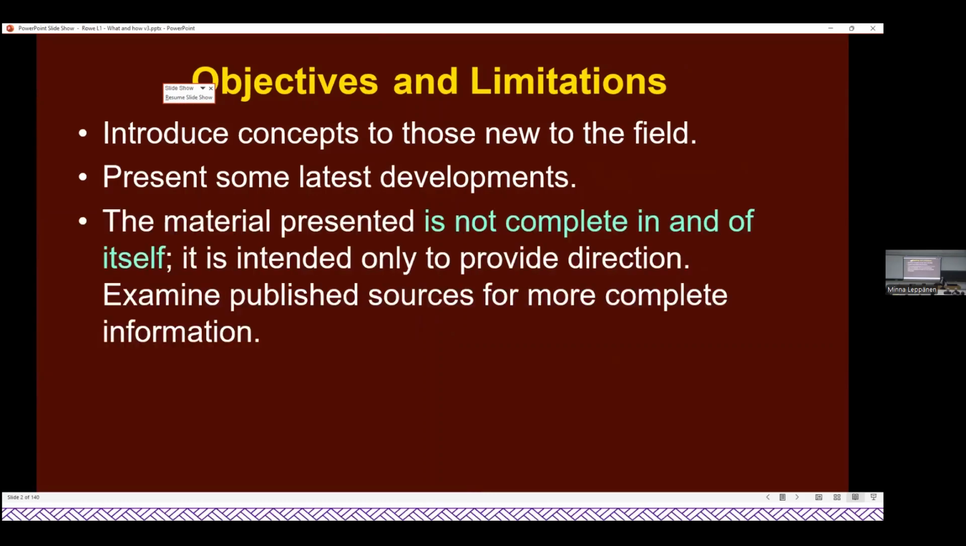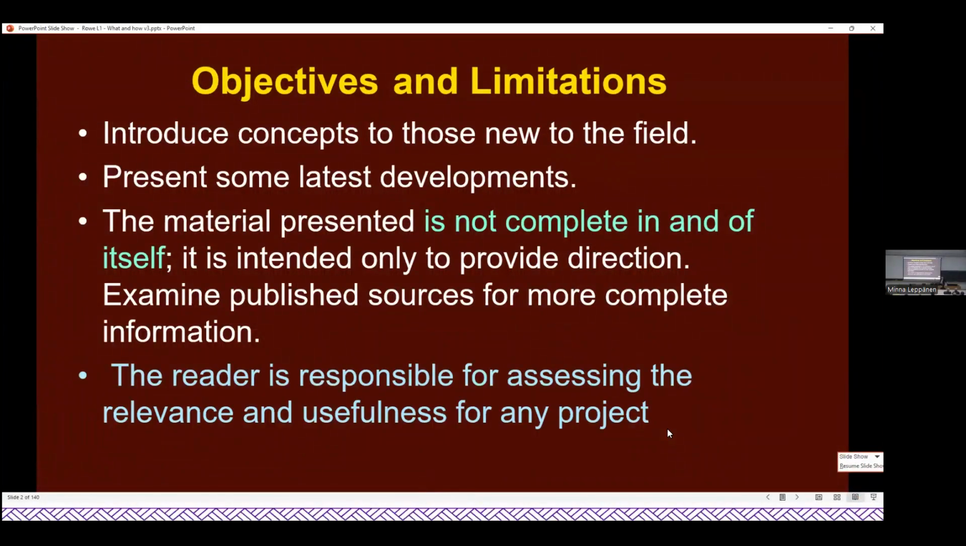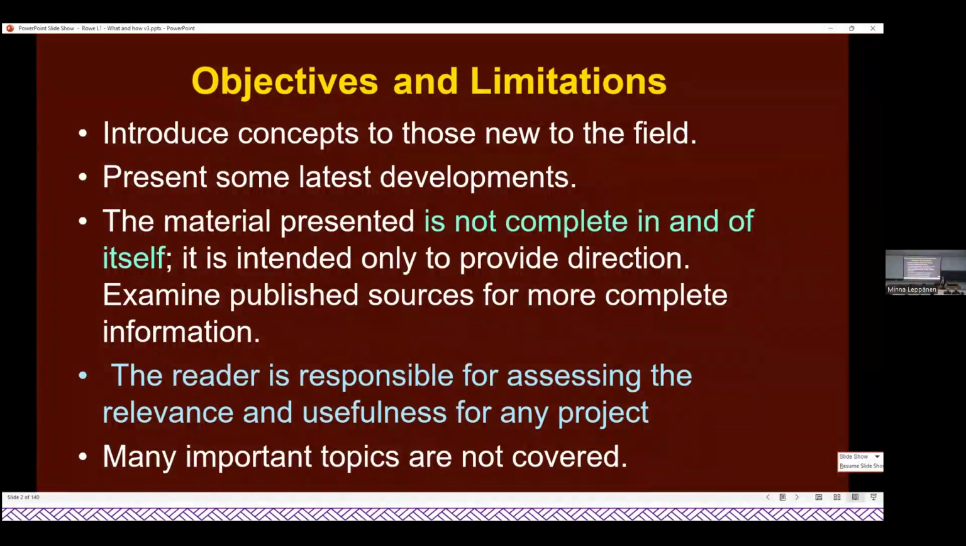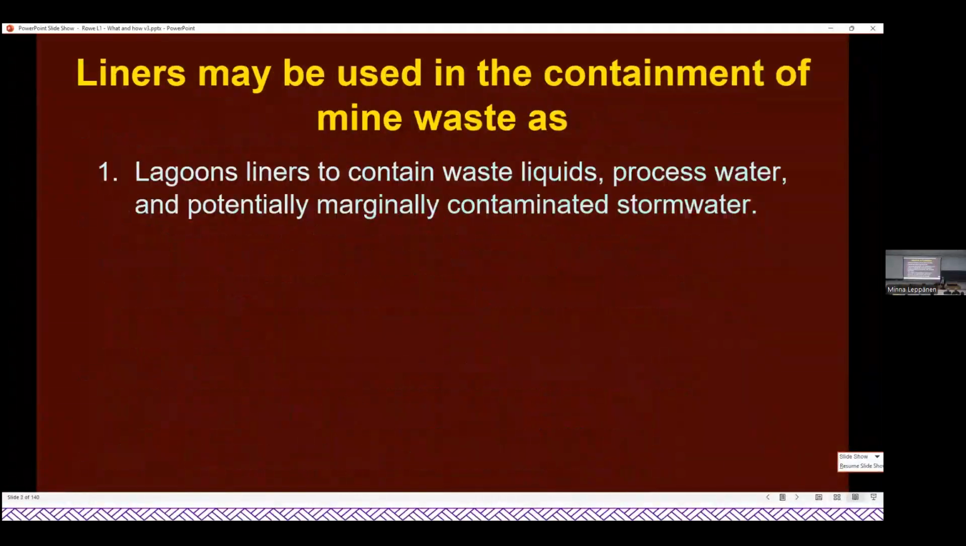Although I'll be speaking for the best part of 3 hours, I would really need several days to cover the topic. And so what I'll be presenting is not complete. It's to give you some idea of what are some of the issues, but I do encourage you to read more. And it is your responsibility to decide what is useful and what isn't. And I acknowledge at the outset, there are many important topics I simply don't have time to address.